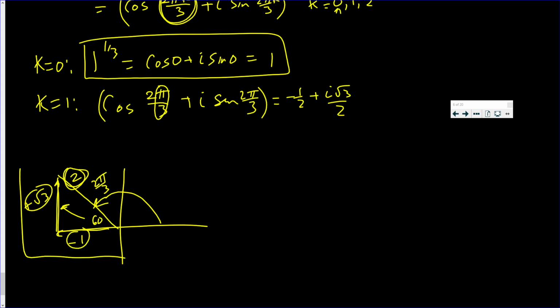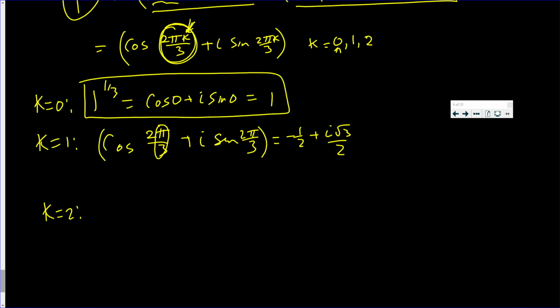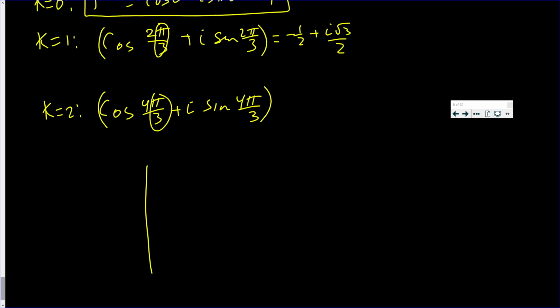Let us look at the third answer, and then we'll verify one or two of them. When k is 2, this angle will be 4 pi over 3. The cosine of 4 pi over 3 plus I times the sine of 4 pi over 3. Well, pi over 3 is 60, times 4 is 240. This is 180 and 60 more.